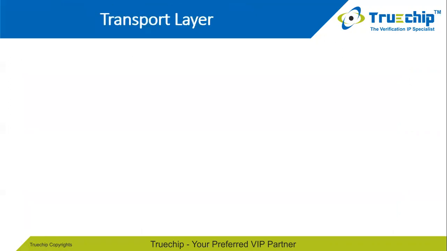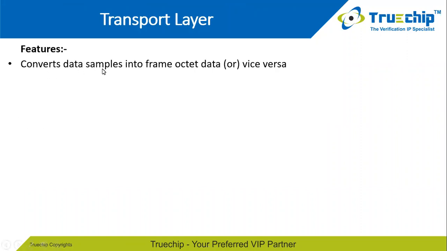So moving on to the next slide, here we are going to discuss the transport layer in detail. As we have discussed previously, inside a transmitter, the transport layer is responsible for conversion of data samples into frame octet data. Similarly, at the receiving end, it is responsible for conversion of frame octet data back into data samples. The next important feature of the transport layer is lane mapping. That is, in case of multiple lane configuration, the transport layer at the TX side divides the complete frame octet data among individual lanes. And at the RX side, it does just the opposite. That is, it collects individual data from all the lanes and forms a complete frame, which is later on converted back into data samples.